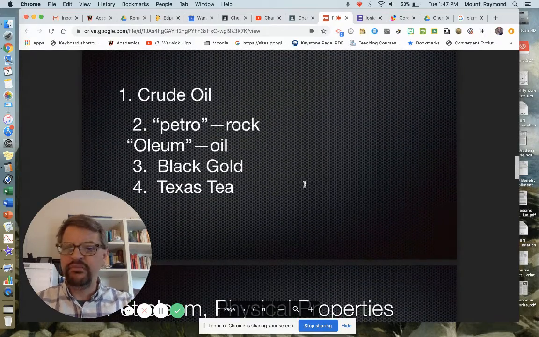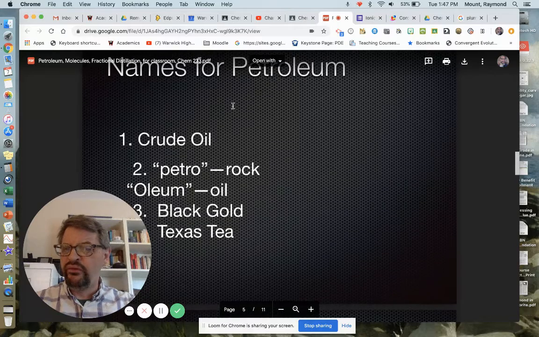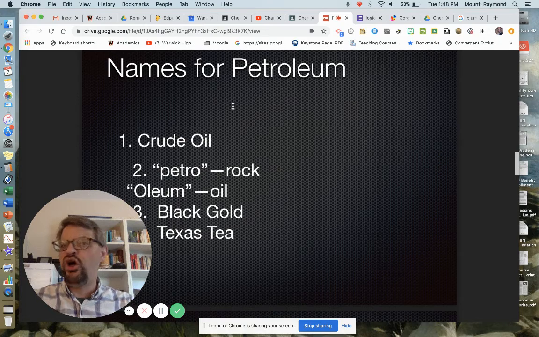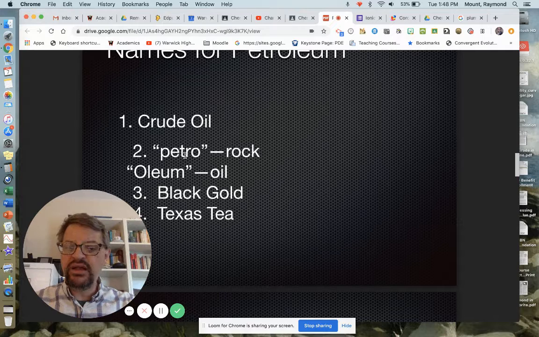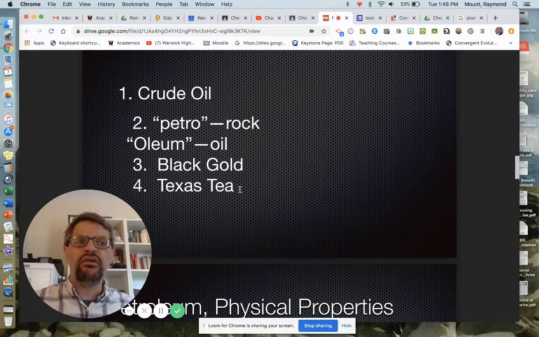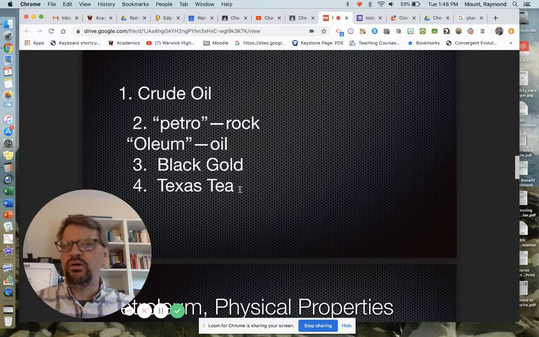Names for petroleum: crude oil is petroleum directly from the ground when it's drilled for. When it's first brought up out of the ground, we refer to it as crude oil. Petroleum, petro, means rock. Oleum refers to oil. So this is oil from rocks. Black gold, Texas tea are some other slang terms for petroleum. Black gold because it's valuable. Texas tea because one of the first places in the United States where petroleum was vigorously drilled for was in Texas.